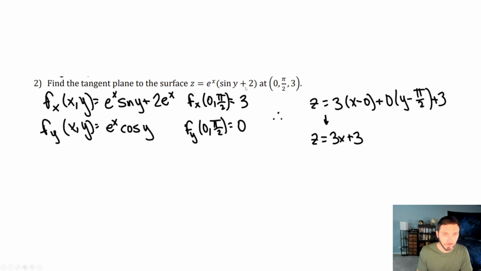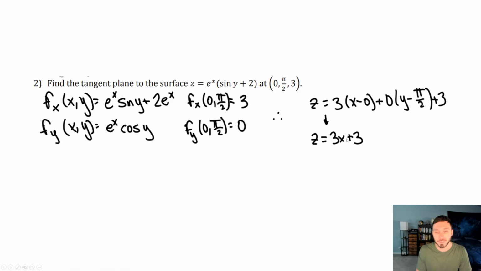So that's the partial with respect to x and the original function. Our partial with respect to y, you could distribute this e to the x to both. This plus 2 would just be a constant because 2 e to the x is a constant in the eyes of y. So you're just taking the derivative of this sine, which is cosine, and then e to the x serves as that coefficient. Plug in (0, pi over 2). You do get a slope of 0 for the partial with respect to y. That's totally fine. You can still plug and play that 0 into the equation. This whole term just goes away.